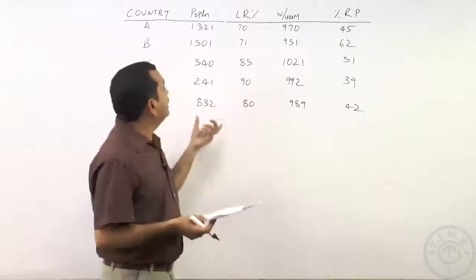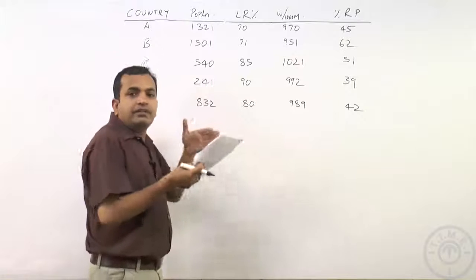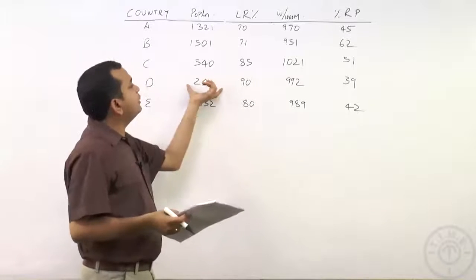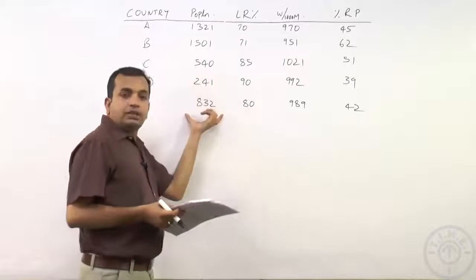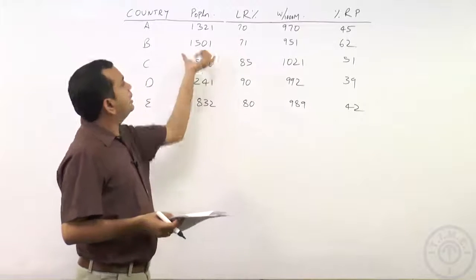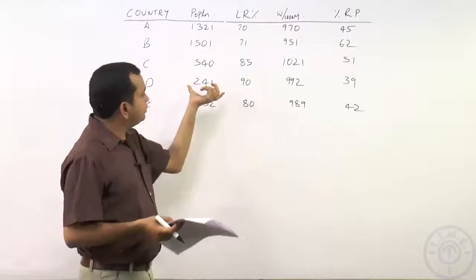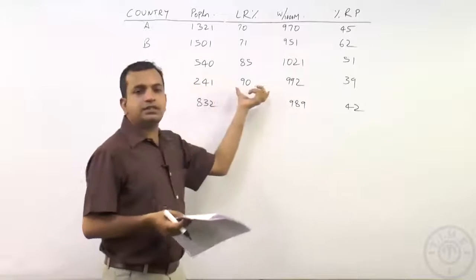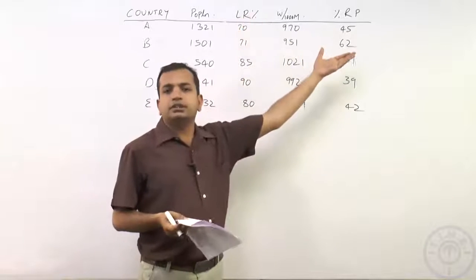However, if you again notice the population, the populations are very far away from each other. There is a 251 and there is an almost double, more than double 540 and more than triple 832, and this 1501 is 6 times that of 241. So, if you take this country, the number of literates in this country will be very, very low compared to the literates of these other countries.